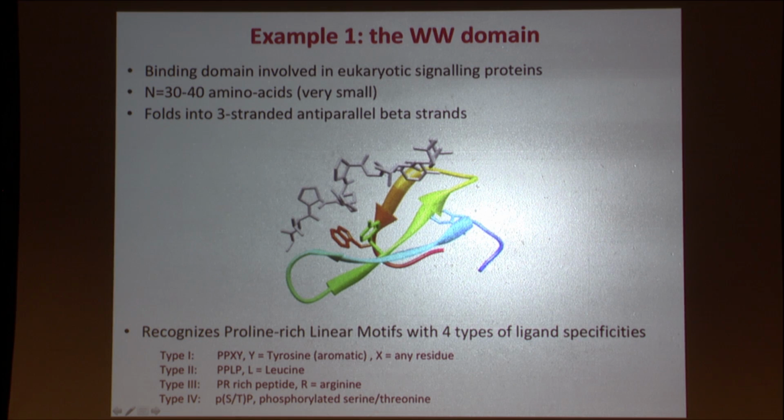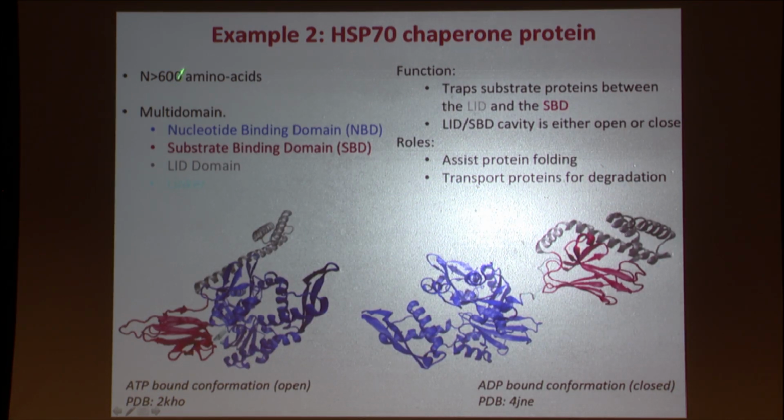So now another example of a much bigger protein with more than 600 amino acids, which is HSP70, the chaperone protein, which has many functions. Essentially, it can transport other proteins for degradation and bring them to proteases. It can assist protein folding, so it's a chaperone protein. And it does that by changing conformation.